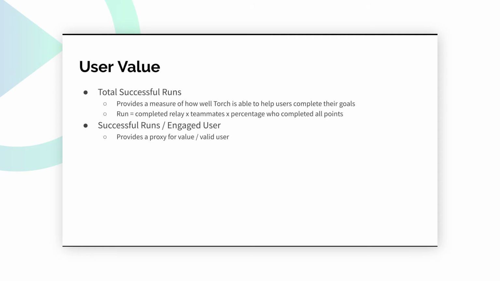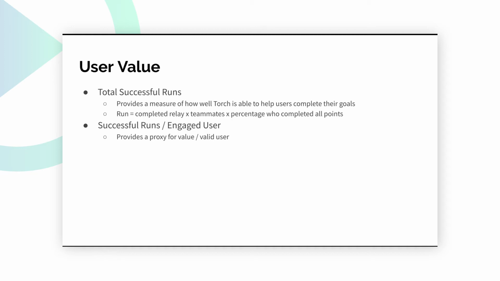These are the two metrics that highlight user value. So there's a bunch of different ways that we could have defined this, but I'm going to keep it pretty simple. And the first one is that I'm going to create a metric called total successful runs. And this is essentially a simplistic measure on how well the application is able to help users complete their goals.